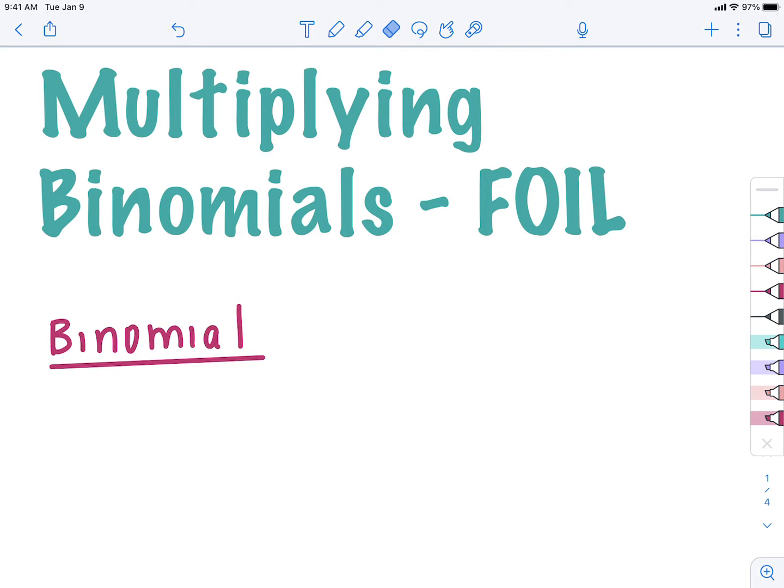Last class we talked about adding and subtracting polynomials, and in order for us to add and subtract polynomials, we had to combine our like terms and simplify anything that was similar as much as possible. Today we're going to talk about multiplying binomials, and a binomial is just a specific type of polynomial.